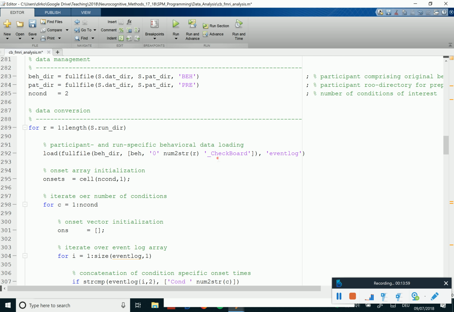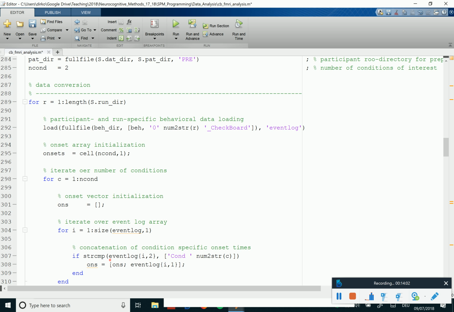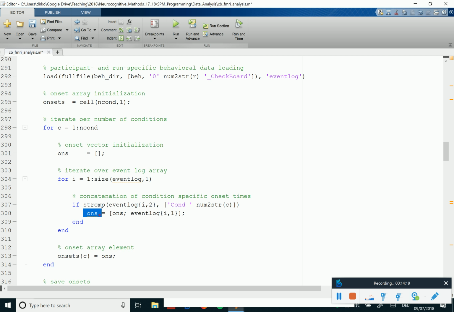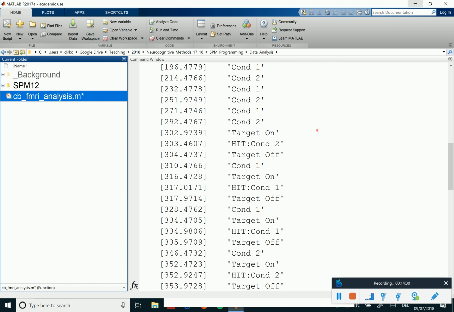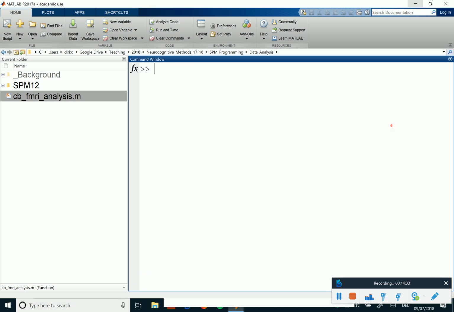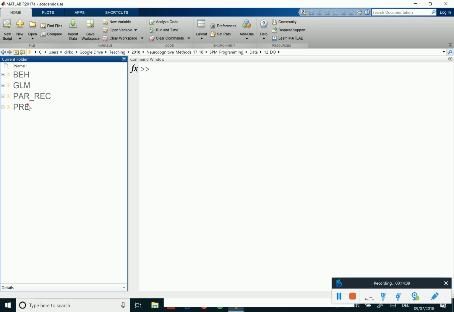It just loads the file for a given run and then goes over the 2 conditions of interest, condition 1, condition 2, and for each condition goes over the event log, checks whether there's an event called condition 1 or condition 2, and whenever there is, it saves the respective onset. Then it puts the 2 onset vectors into an array that is called onsets and saves them. So this is something that would have created a lot of confusion had I not done it, but now I have done it, and things are nice and easy again.